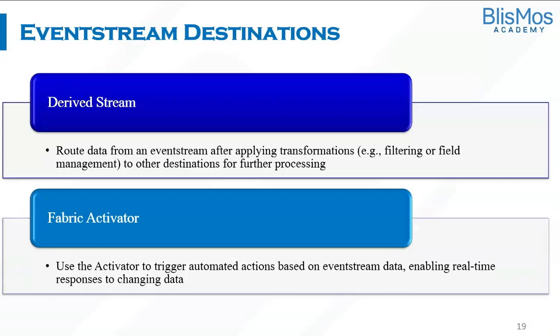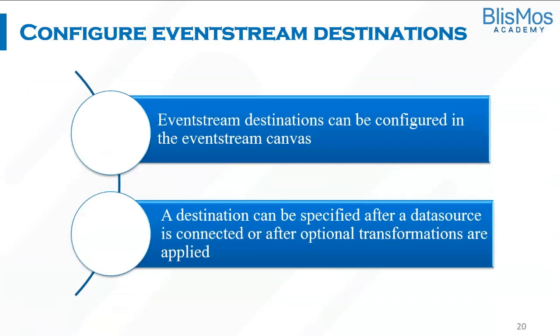Some of the event stream destinations are something called a derived stream, and the Fabric Activator, which you already know because it is one of the important components within the real-time intelligence platform of Fabric. And how do you configure the event stream? Again, the event stream canvas. You can specify the destination after a data source is connected or after the optional transformations are applied. We'll take a look at that as a part of the hands-on.